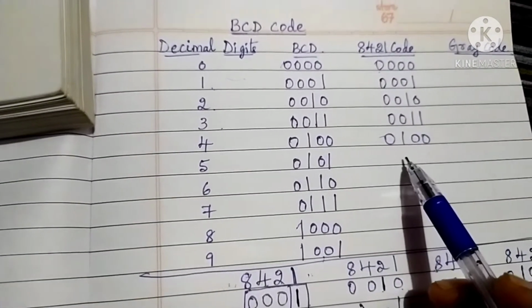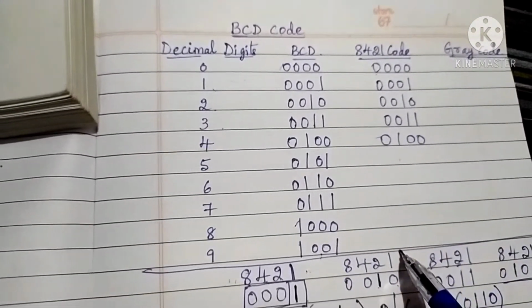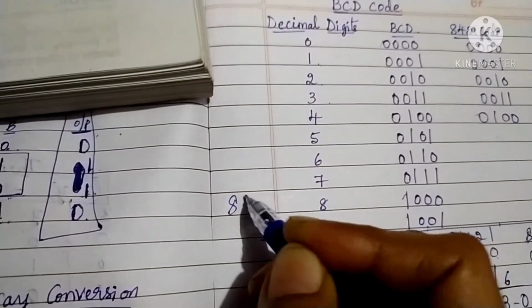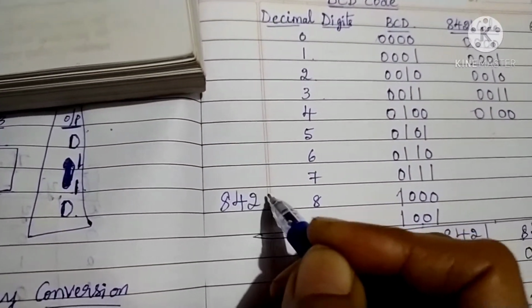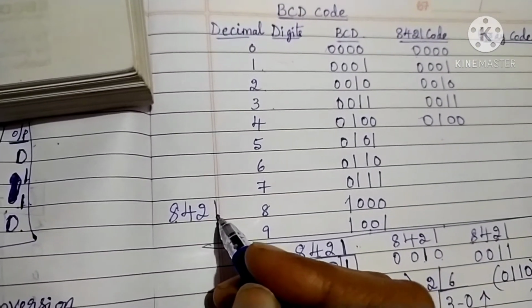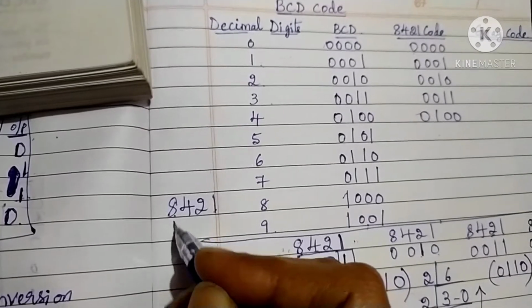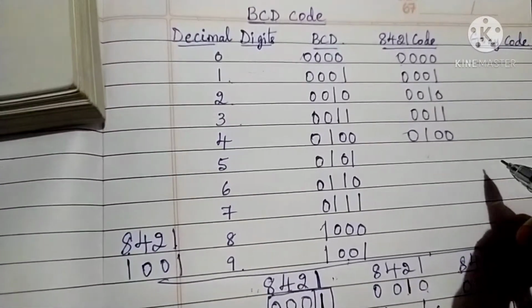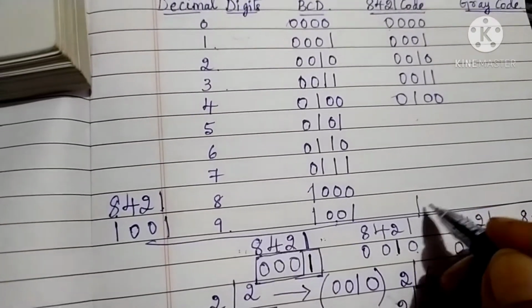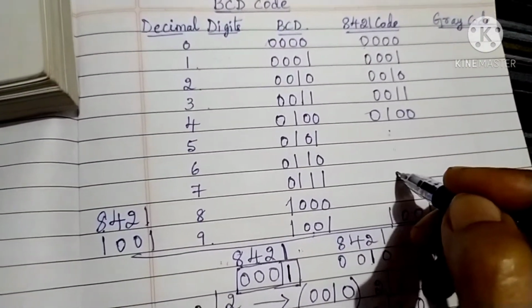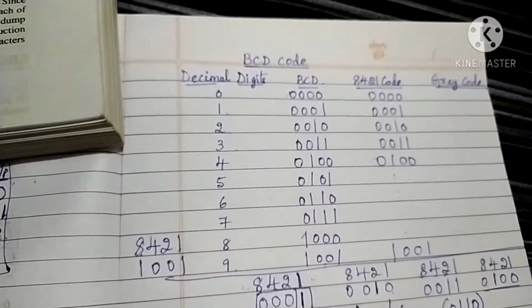Similarly, you can replace the numbers using 8421 code. For the number 9, if I add 8 plus 1, I am going to get 9. So highlight only those and make the remaining bits 0. That is 1 0 0 1. You can fill these up in a similar manner.